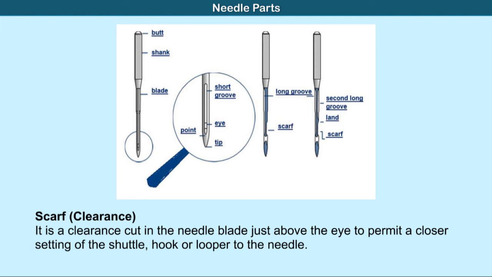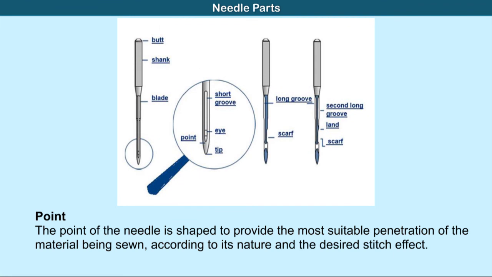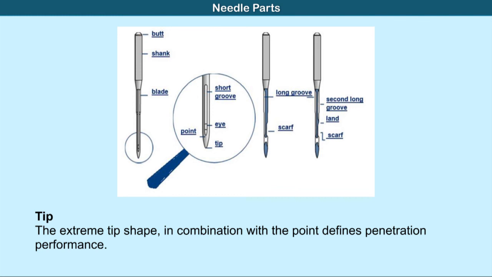Point. The point of the needle is shaped to provide the most suitable penetration of the material being sewn, according to its nature and the desired stitch effect. Tip: the extreme tip shape in combination with the point defines penetration performance.